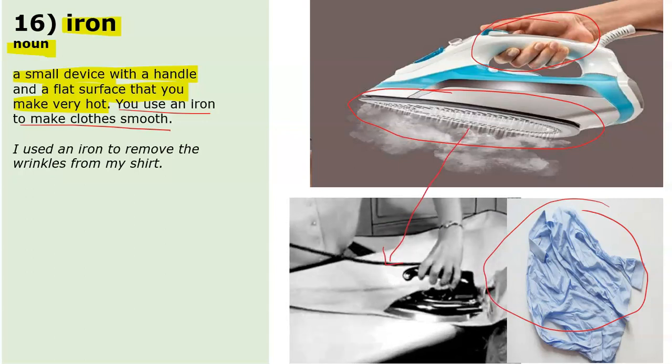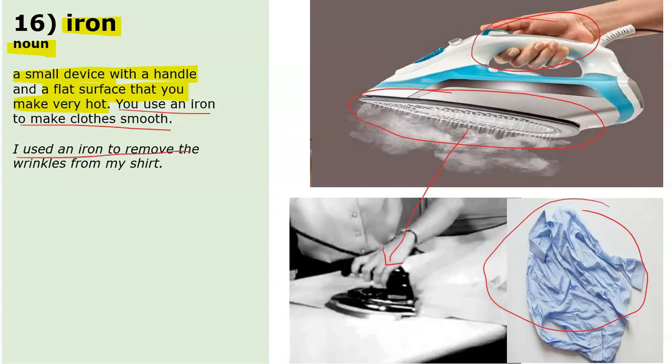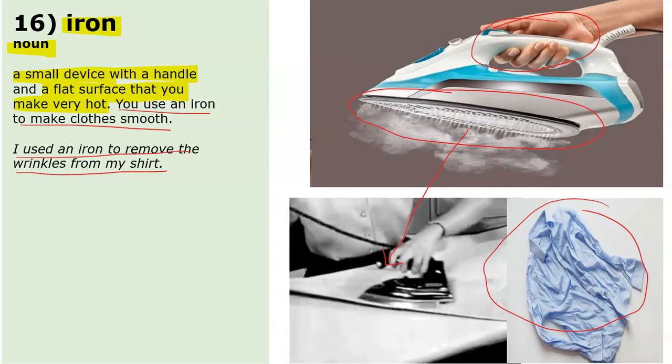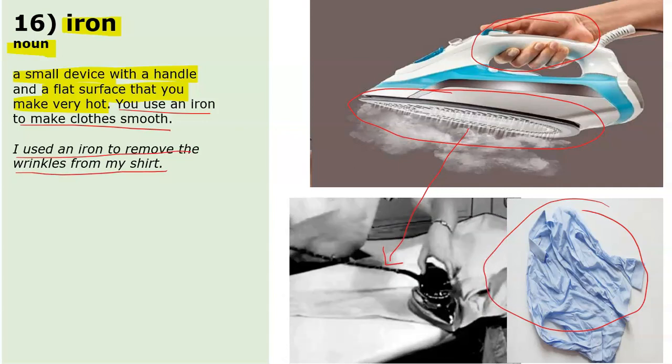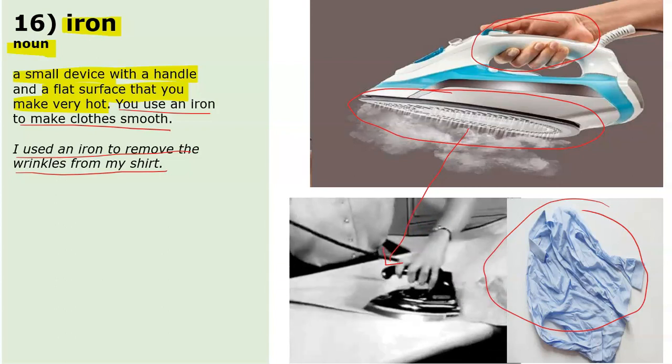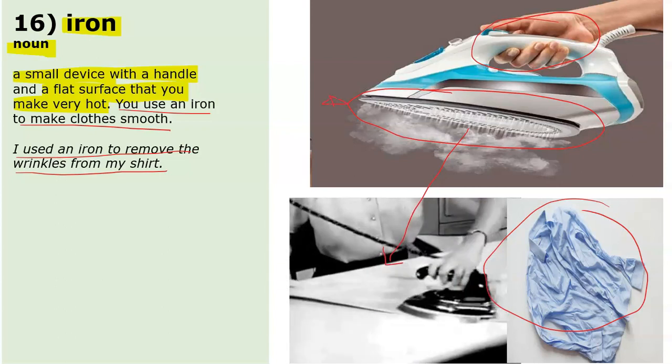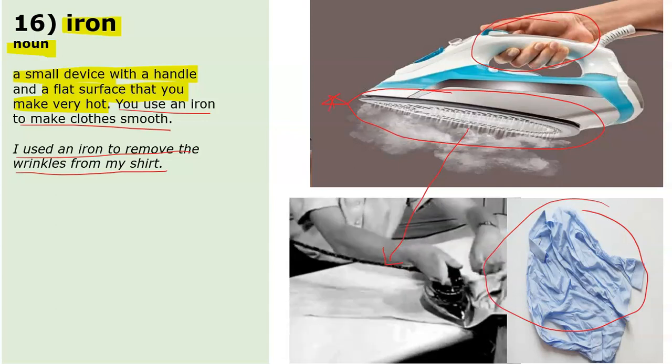Let's look at the example. I use an iron to remove the wrinkles from my shirt. So you can use your iron for many different kinds of clothes to make them look smooth. And we need to be very careful when we're using irons because they are very, very hot.